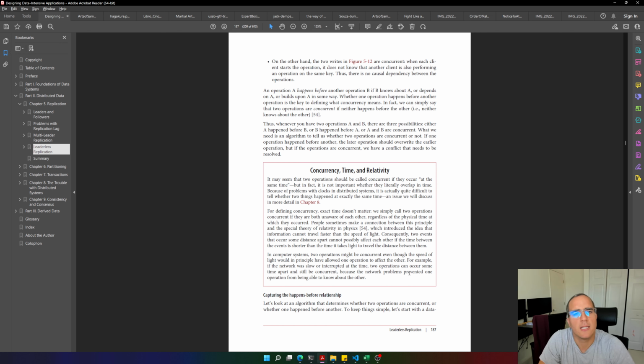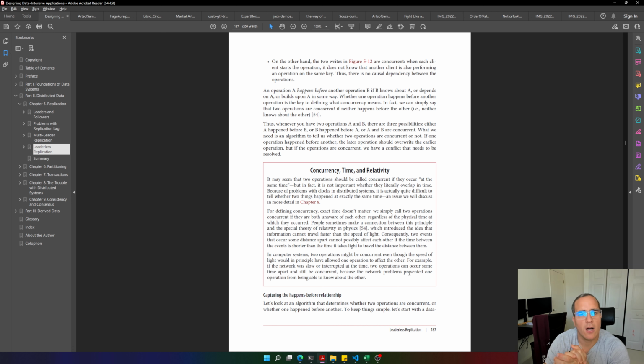On the other hand, the two writes in figure 5-12 are concurrent. When each client starts the operation, it does not know that another client is also performing an operation on the same key. Thus, there is no causal dependency between the operations. An operation A happens before another operation B if B knows about A, or depends on A, or builds upon A in some way. Whether one operation happens before another operation is the key to defining what concurrency means. In fact, we can simply say that two operations are concurrent if neither happens before the other. Neither knows about the other.